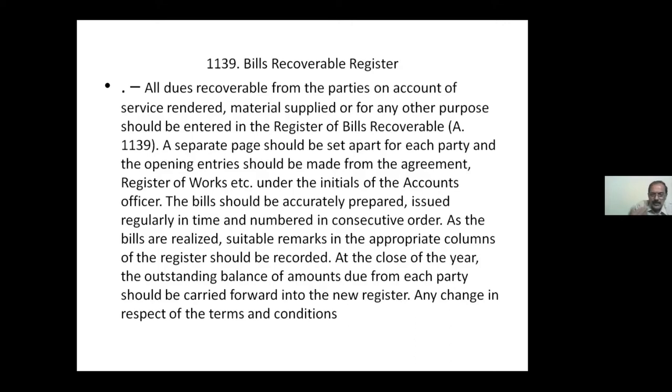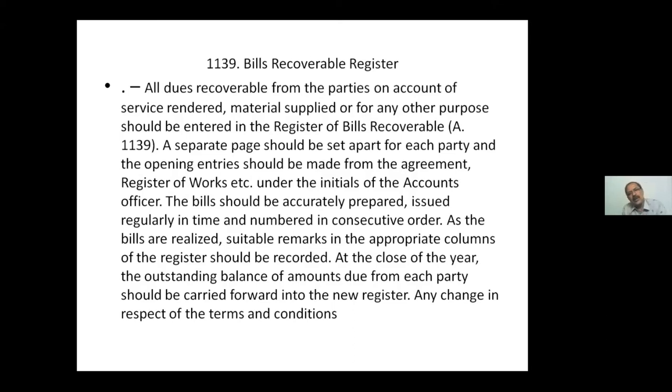Because suppose the contractor or the private party or the license holder is not making the payment the next year, then you can forfeit his security deposit and terminate the next year license in advance or in between also. Because the railway already has a security deposit of 1 year's license fee. That is very, very important.